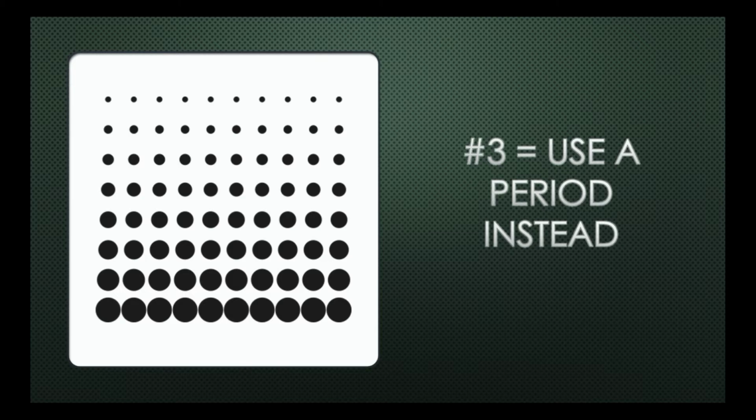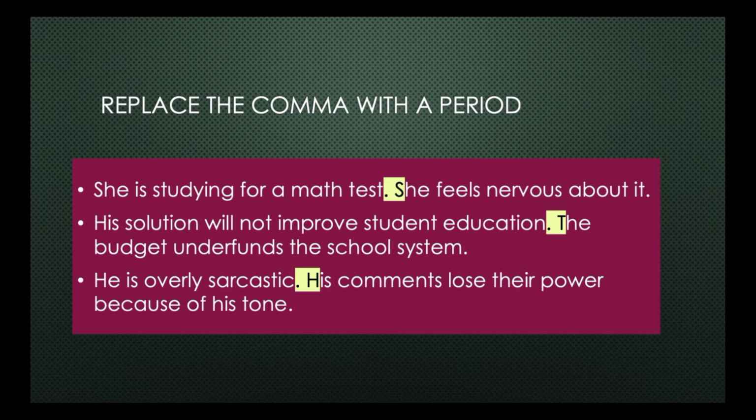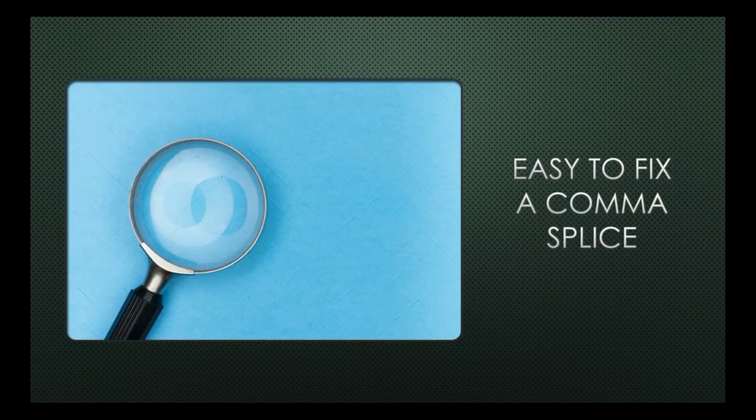Solution number 3. Use a period instead of a comma to create 2 separate standalone sentences. Just be sure to capitalize the first letter of the newly created sentence. Do you see how easy it is to fix a comma splice? It's really a matter of recognizing that one exists, and then you can easily correct it.